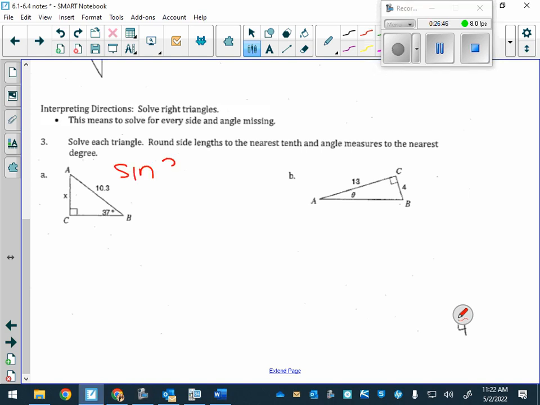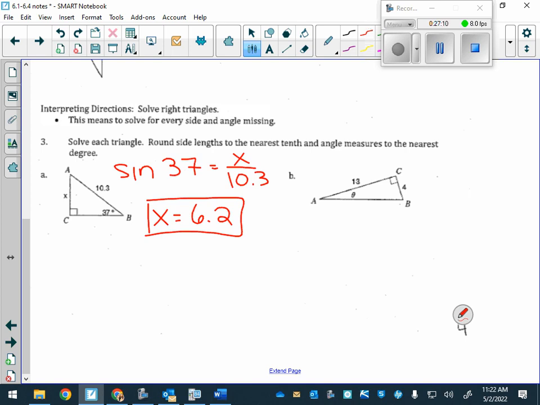Perfect. Good. Sine of 37 equals x over 10.3. And we went around to the 10th spot. So Jackson, what do we got? 6.2. Awesome. Good. How many of you did get that? Perfect. Good. All right.